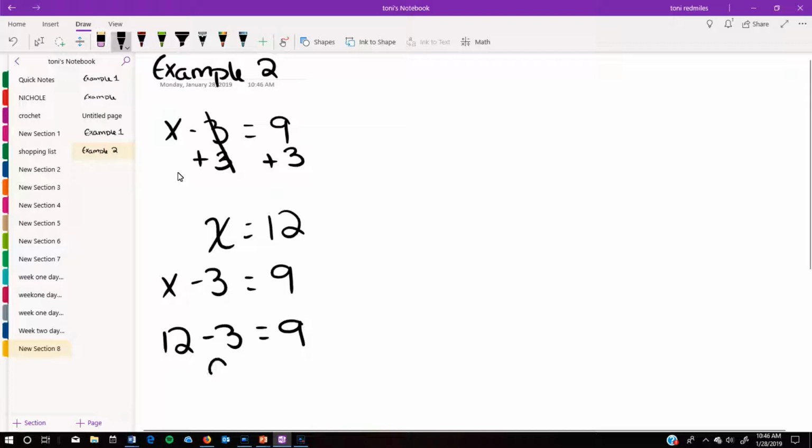12 minus 3 is 9. 9 does equal 9, so it checks. Awesome. Let's go ahead and do example 3.